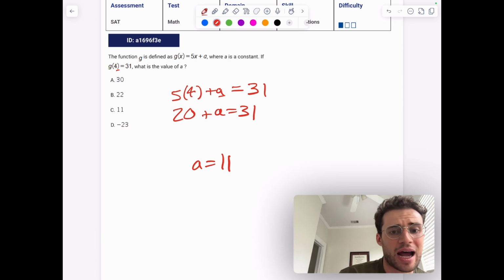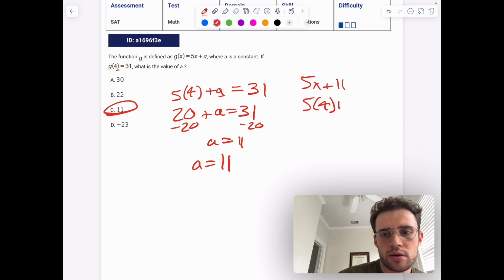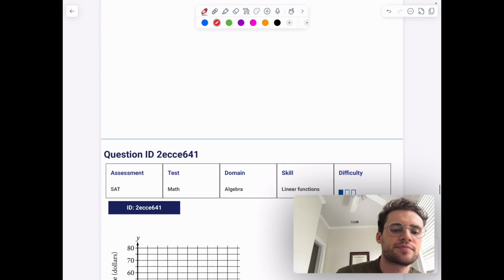Or you could just do the opposite of plus 20, subtract 20 from both sides, get a alone, which gives you also a is equal to 11. Right? If you want to check that, just do 5x plus 11. That means when you put in a 4, this should be equal to 31. 5 times 4 is 20, plus 11, and that means 31 equals 31, so that checks out.